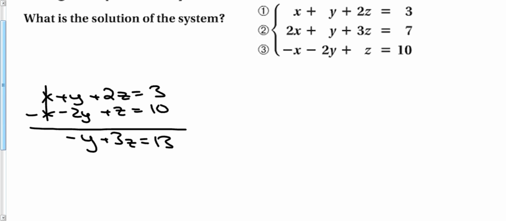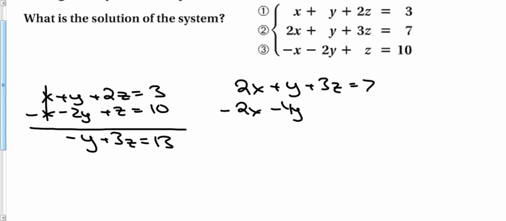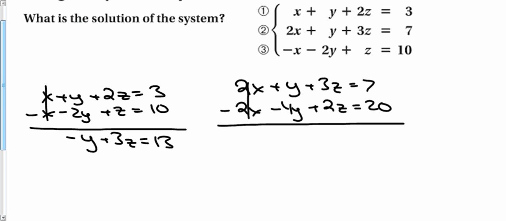So let's do the same thing. Let's take equation number 2, plus y plus 3z is equal to 7. And I'm going to take 2 times equation number 3. So when I multiply equation number 3 by 2, I get a -2x minus 4y plus 2z is equal to 20. Okay. Now when I add these two together, the x's cancel, okay, which is good. Negative 3y plus 5z is equal to 27.